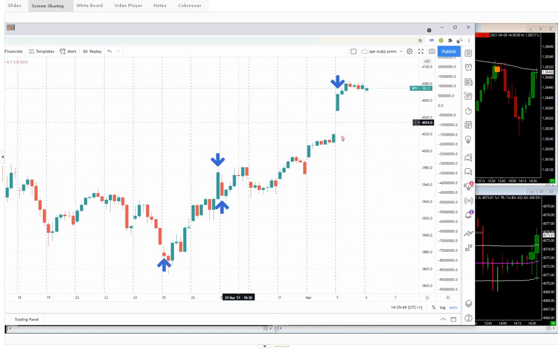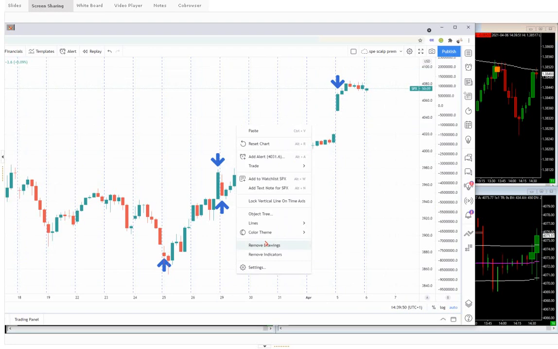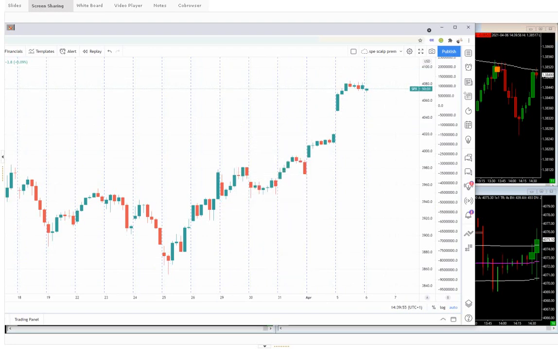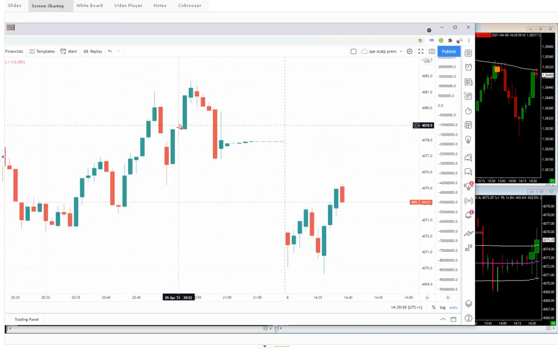So we want to always pay attention to spikes. We want to pay attention to new highs. We want to pay attention to new lows. And we want to be able to see it. We want to be able to read it. We want to try and get a bit of a read against those areas.